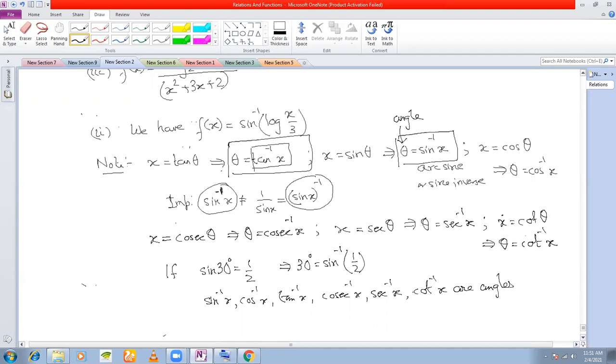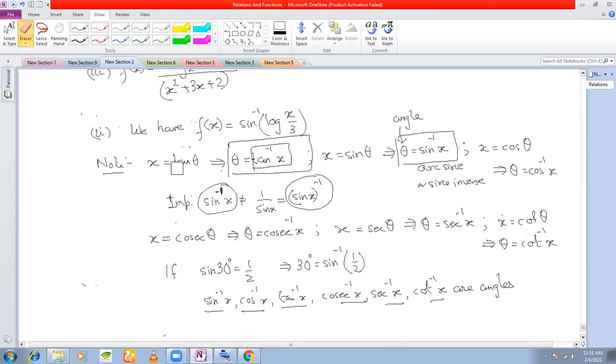These are all angles. Sine inverse x is an angle, cos inverse x is an angle, whereas sine x is the value of the angle. It is the value of the sine. You must remember this. So sine inverse is an angle. Cos inverse is an angle.